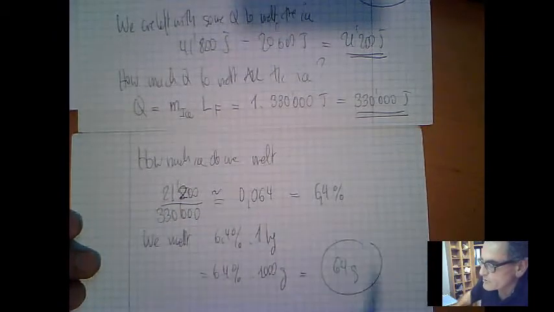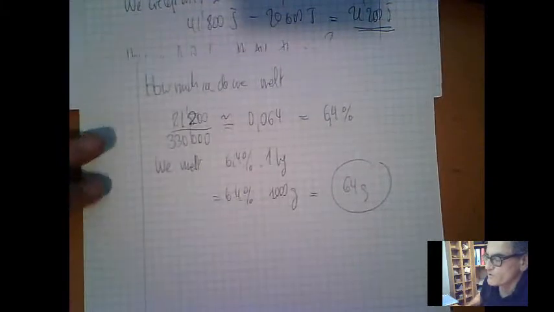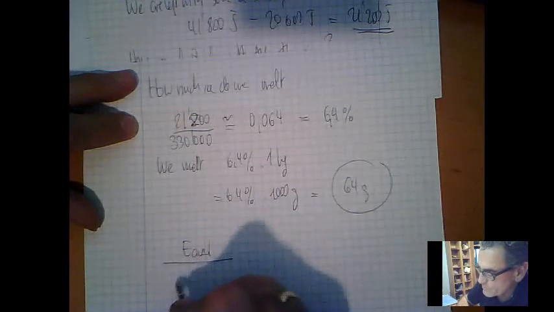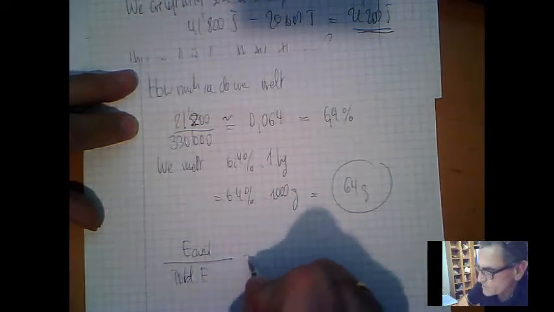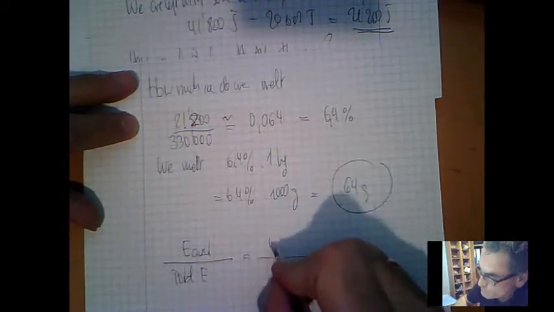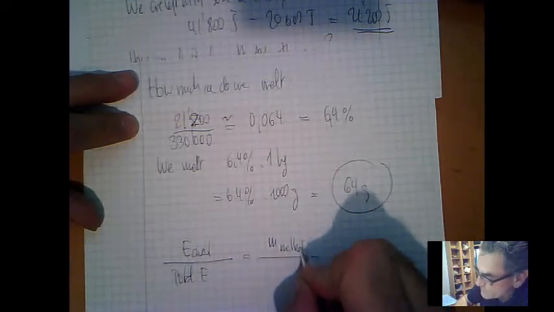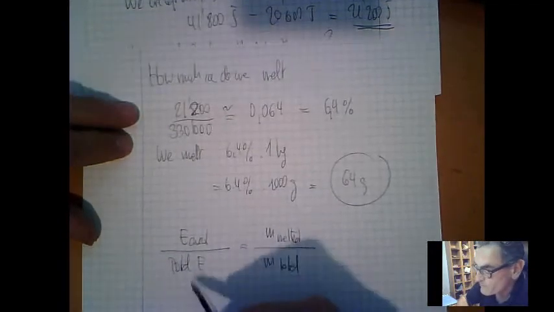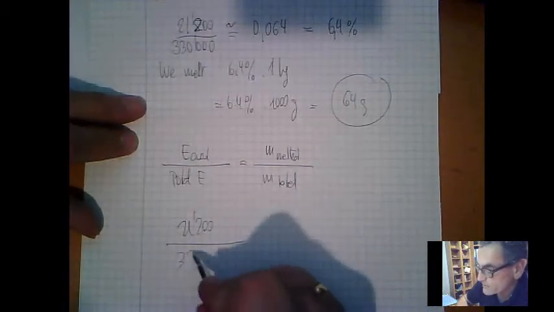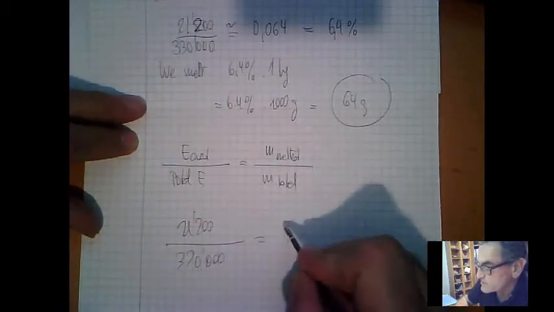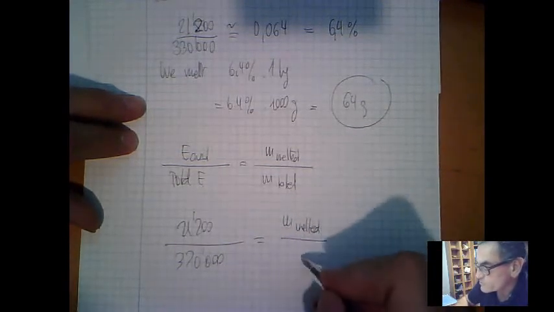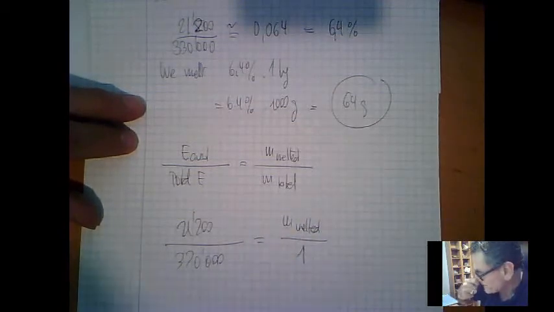Okay, if you don't like this way of doing it, you can also do it another way. You can say the energy which is available divided by the total energy is going to be equal to the mass of ice which is melted divided by the total mass of ice. So here this is 21,200. The total energy is 330,000. This is equal to the mass which is melted, which is what I'm trying to determine, divided by the total mass, which is 1 kilo.